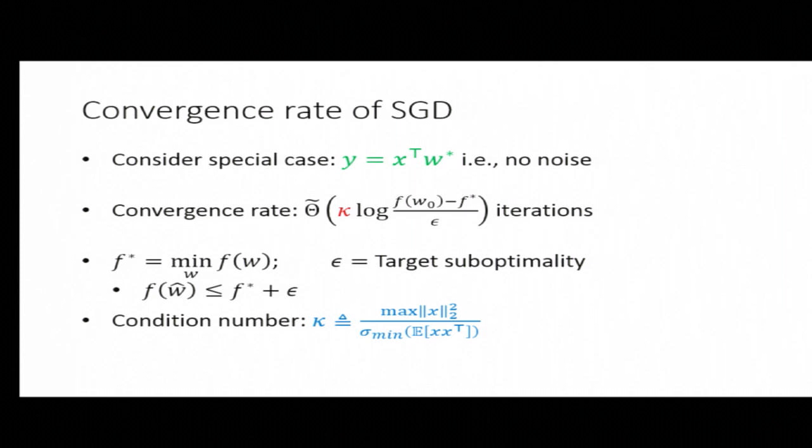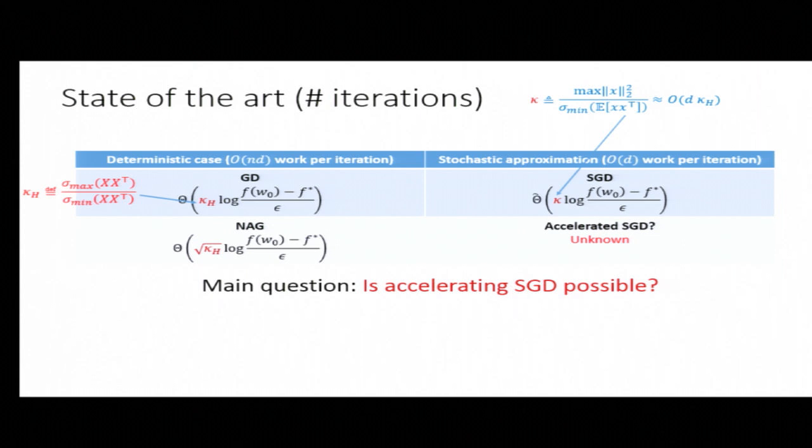So this is the current state of various algorithms for this sort of problem. On one hand, we have the deterministic or batch algorithms, in particular gradient descent and Nesterov's accelerated gradient method, which require order nd work per iteration. These algorithms converge to the global optimum at a linear rate, and they have a dependence on the condition number. And Nesterov's accelerated gradient method is able to improve this dependence on the condition number from linear to almost square root of it.